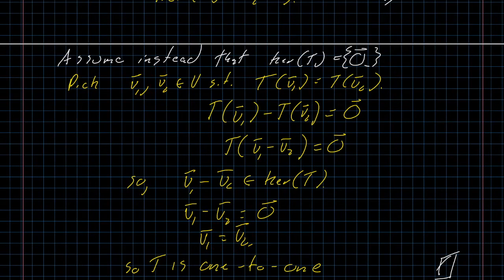I've shown that this works in both directions. That concludes the proof. I know that when the kernel of t is equal to the 0 vector, when there's only one element in the kernel, I have a one-to-one function. And when I have a one-to-one function, again, I have an inverse. So transformation is invertible, kernel is 0, are equivalent statements.